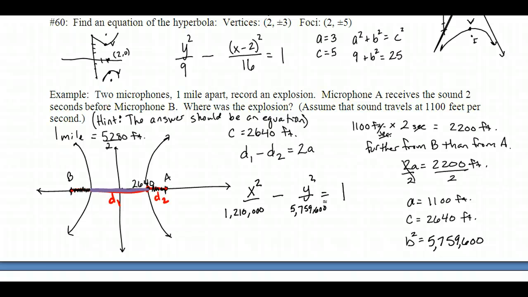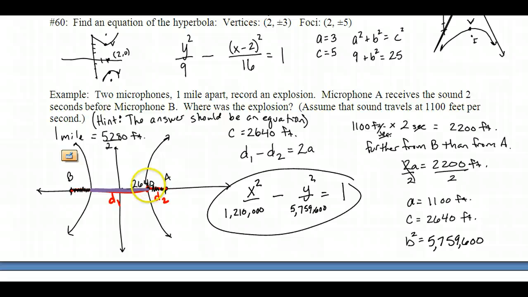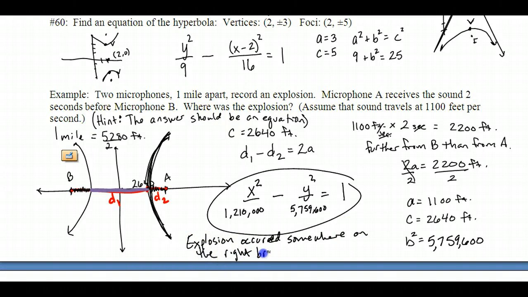Therefore, to answer the question, here's our equation, and it would just mean that this occurs somewhere on the right branch of this hyperbola. It really could occur anywhere along it, because this would be the equation that sets up this particular situation. So then just to write in there, the explosion occurred somewhere on the right branch of the hyperbola. I don't know if occurred has one R or two R's. I'm a terrible speller. Just make it sloppy and no one will know. Somewhere on the right branch of the hyperbola.